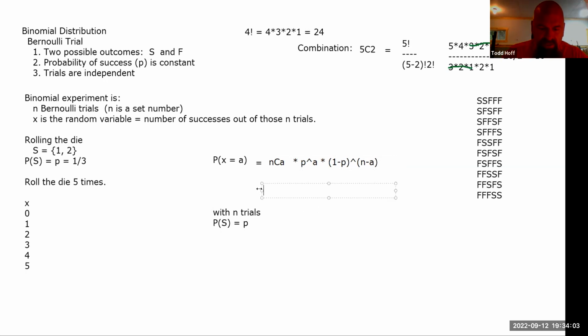So for this situation, this would be 5 choose 2 times 1/3 to the power of 2 times 1 minus 1/3 to the power of 5 minus 2. So let's go to the calculator and type that in.